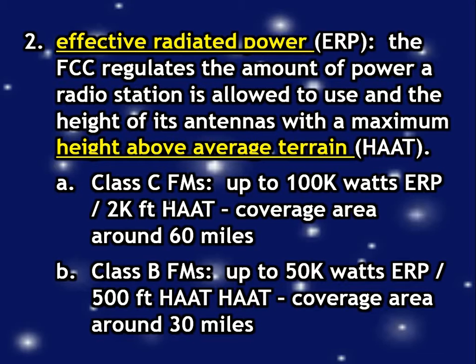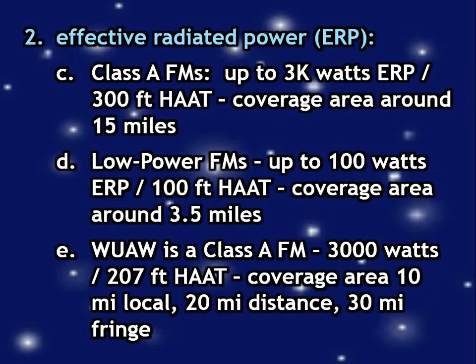Class C FMs can have up to 100,000 watts ERP, and that gives them a coverage area of about 60 miles. Class B FMs can be up to 50,000 watts ERP, and they have a coverage area of around 30 miles. Class A's have up to 3,000 watts and have a coverage area of about 15 miles. And then fairly new over the past 15-20 years are low power FMs. They can broadcast at up to 100 watts of power, and they have a coverage area of about 3.5 miles.